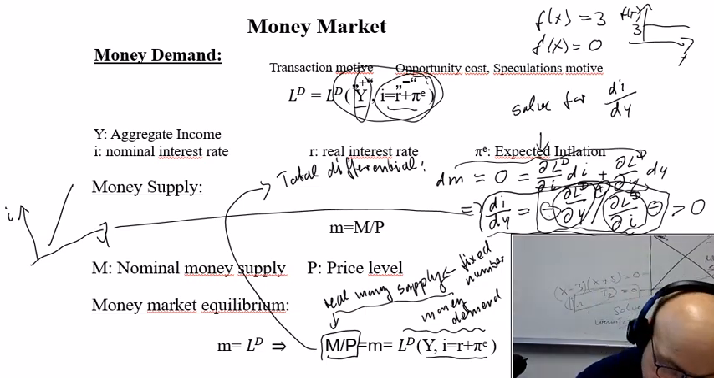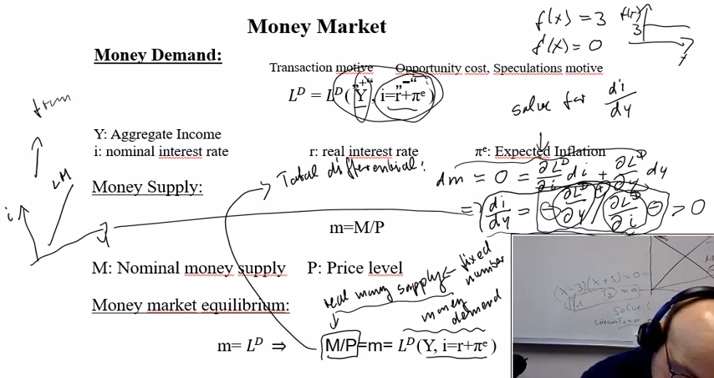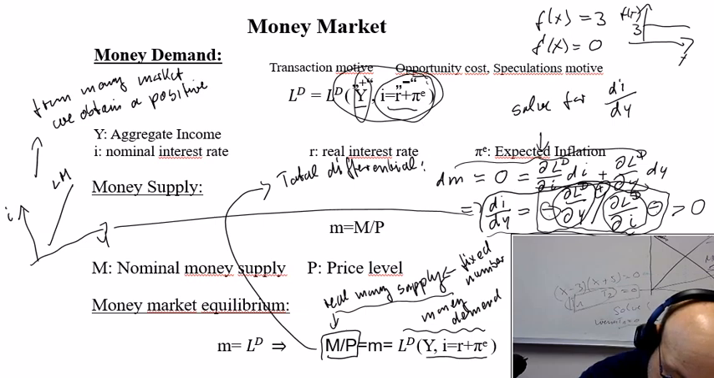So from the money market we obtain a positive dependence between interest rates and income.